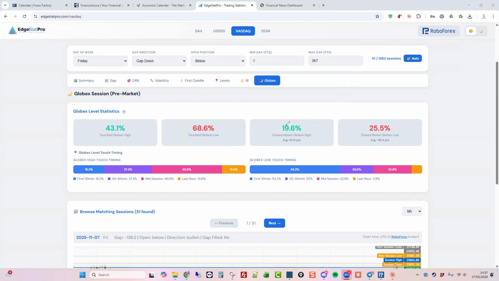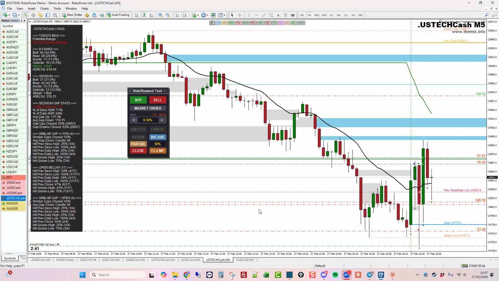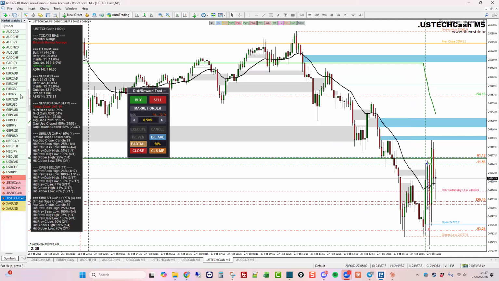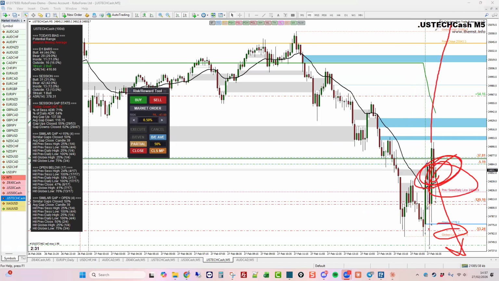So today, I would say there's more probability of closing within the Globex range or below it. As we get towards the last hour or two of the day, you can have a look at where the Globex low is and say, there's a good chance we'll close below there or somewhere around here. But the chances of closing above that high are very remote.